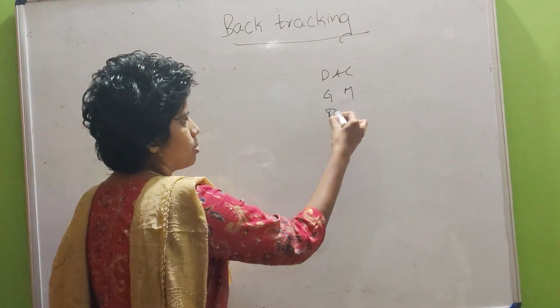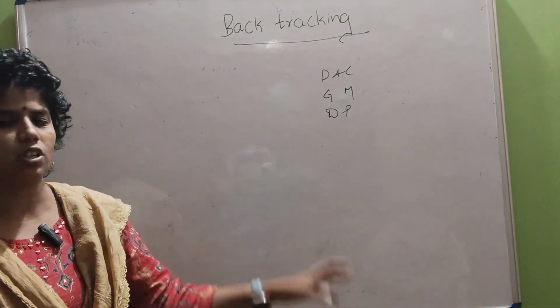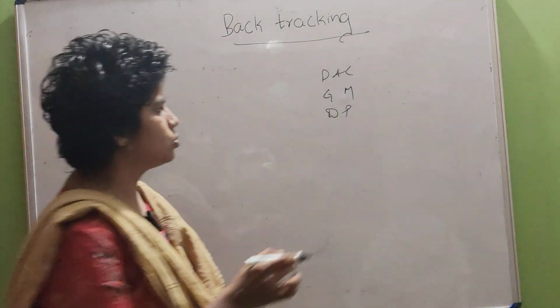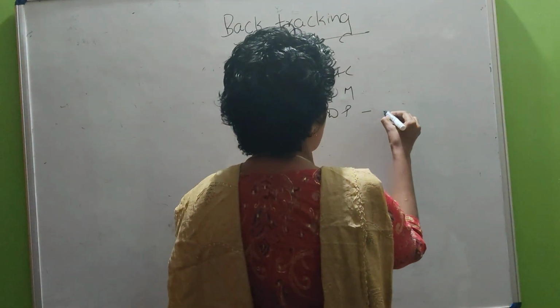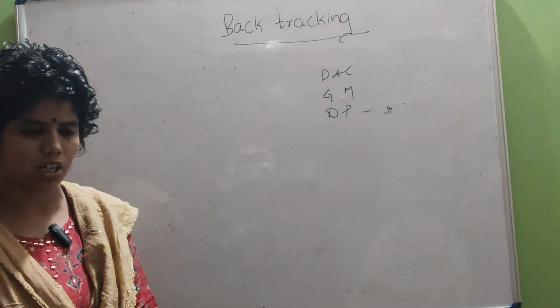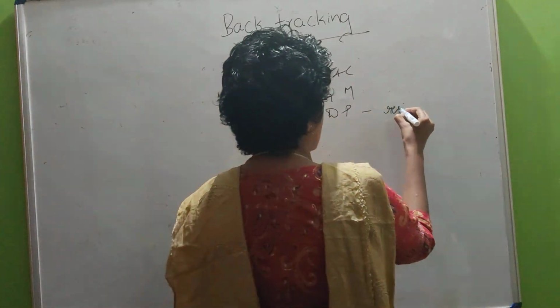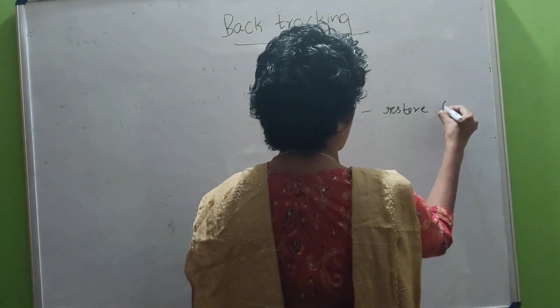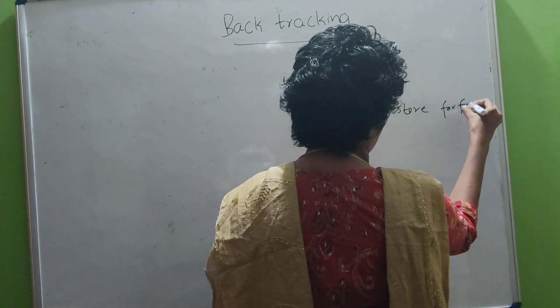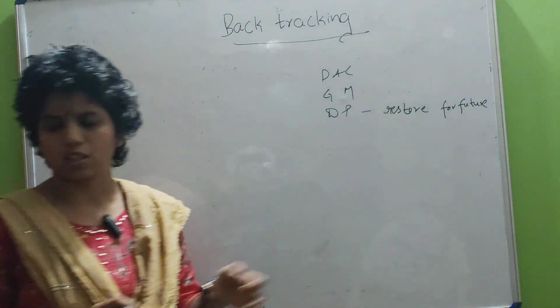Next, coming to dynamic programming. In dynamic programming, it's somewhat different. Here, we are going to find the optimal solution only, but instead of redefining the solution again and again, we'll store the solution and reuse it for future purposes. This is about the different approaches we have discussed earlier, before backtracking.